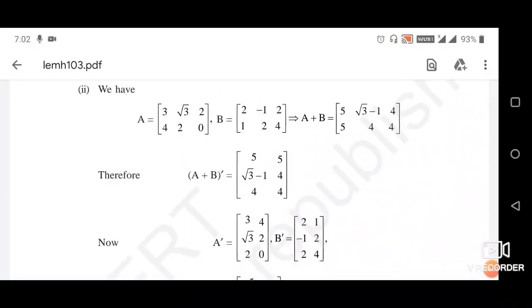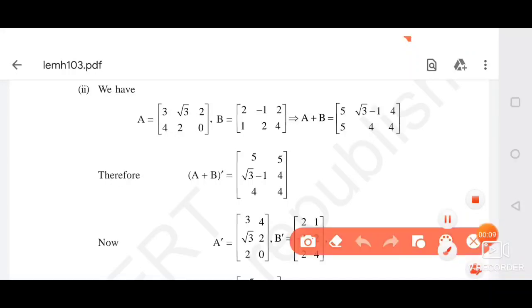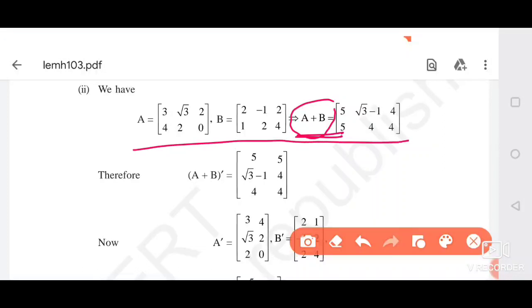Next we have to show A plus B whole transpose is equal to A transpose plus B transpose. For that, first of all we have to find A plus B. Whenever we add two matrices, we have to know that the two matrices should be of the same order. So here both the matrices are of order 2 by 3. Now here we have to add the corresponding elements. So here it is the matrix A plus B.